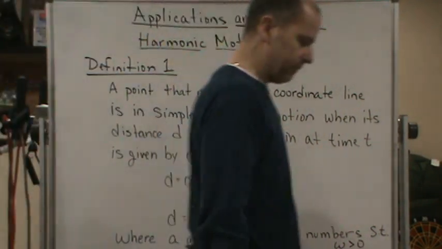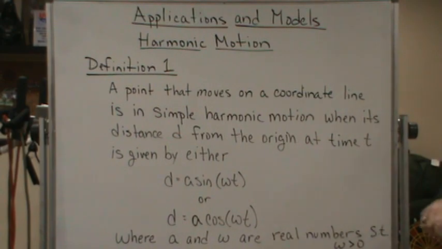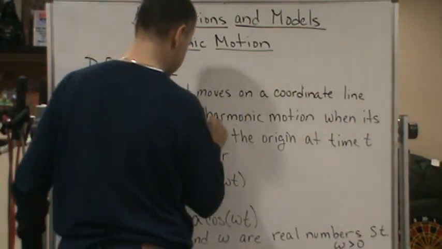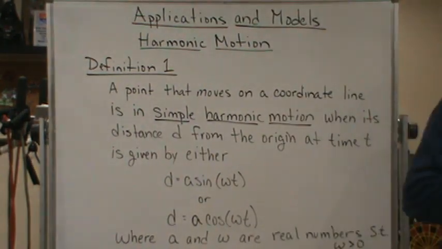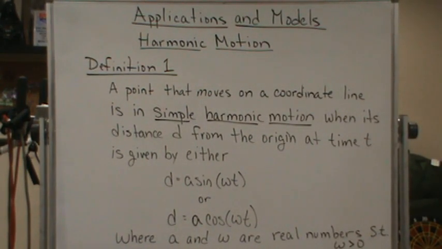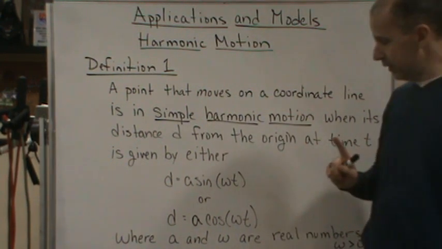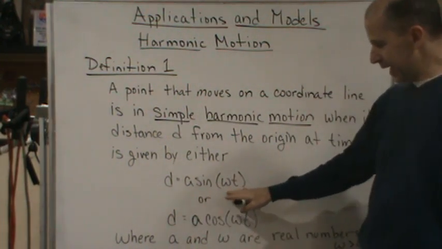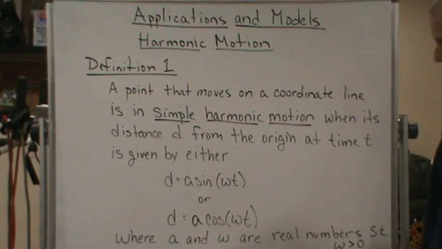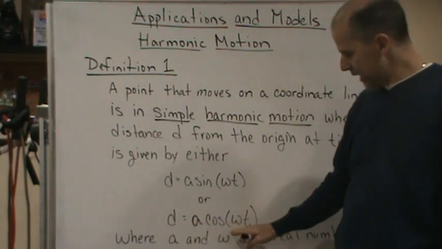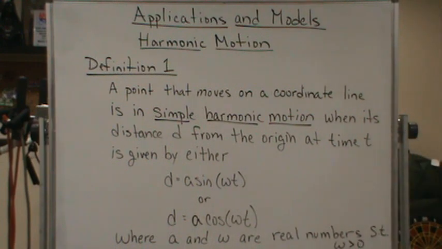Okay, welcome back. Now here's definition 1 of simple harmonic motion. The definition says that a point that moves on a coordinate line is in simple harmonic motion when its distance d from the origin at time t is given by either of these functions: d equals a sine omega t, or d equals a cosine omega t, where a and omega are real numbers such that omega is positive, greater than 0.